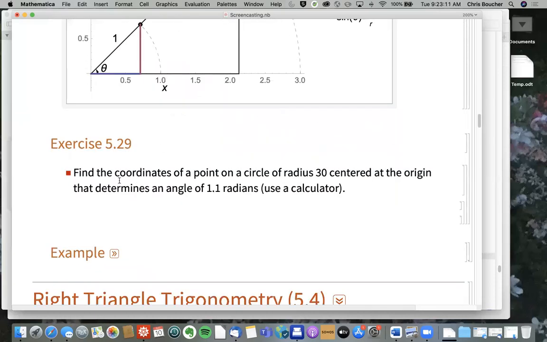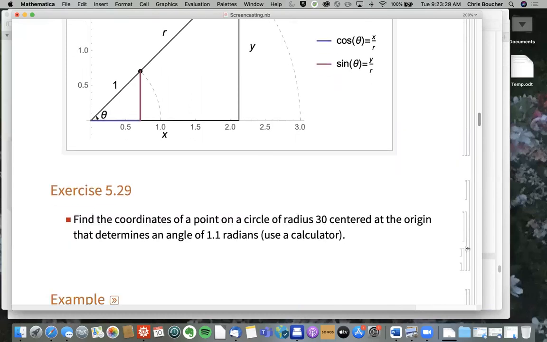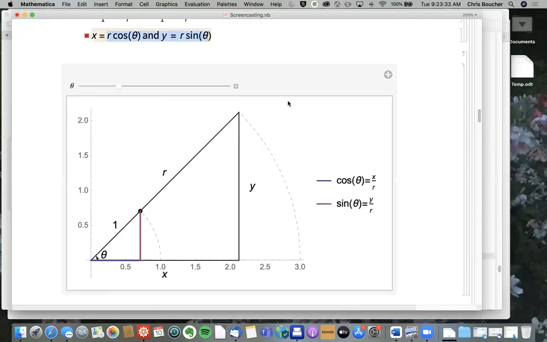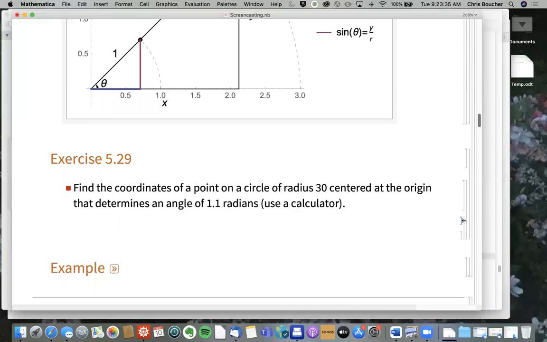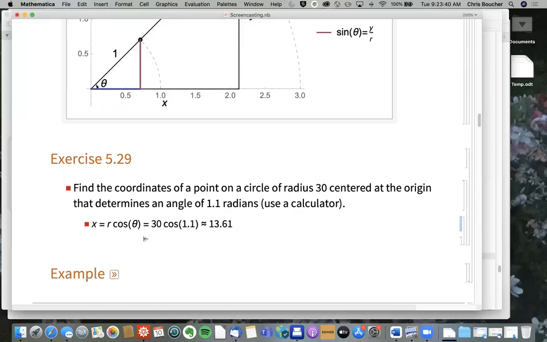Okay, so here is an example. Let's try to find the coordinates of a point on a circle of radius 30 centered at the origin that determines an angle of 1.1 radians. So our picture is something like this, except now the big circle has a radius of 30, and this angle is 1.1 radians. Well, I don't have to do too much because I have these formulas, right? x is r cosine theta and y is r sine theta. So that means x is 30 times the cosine of 1.1.